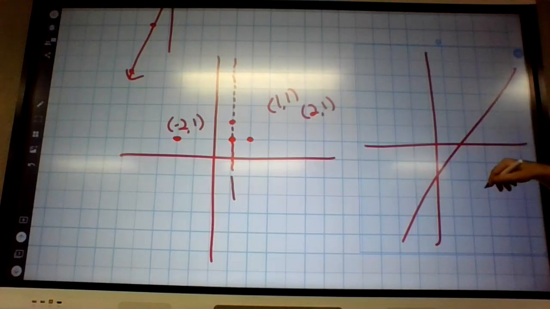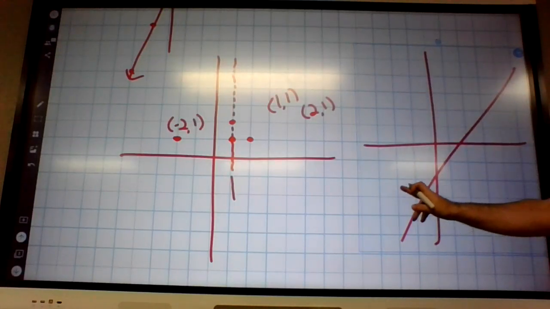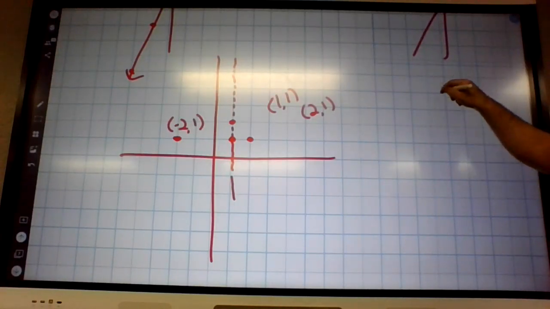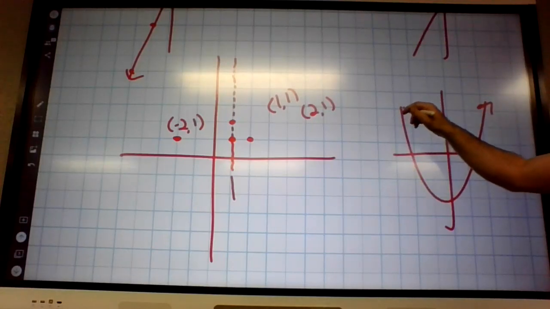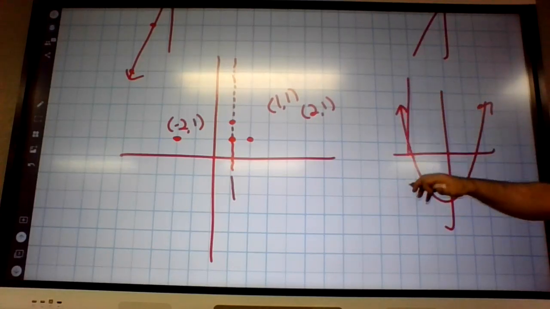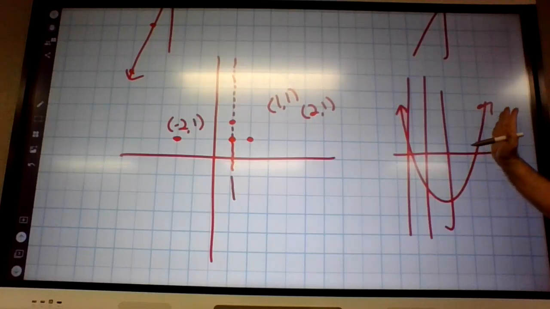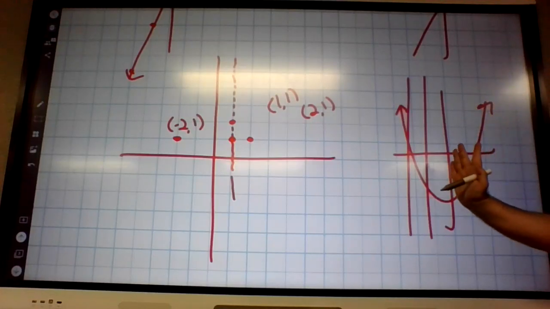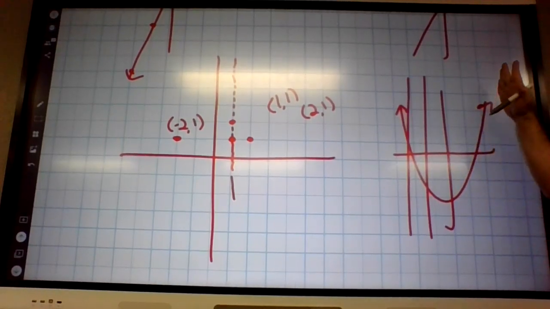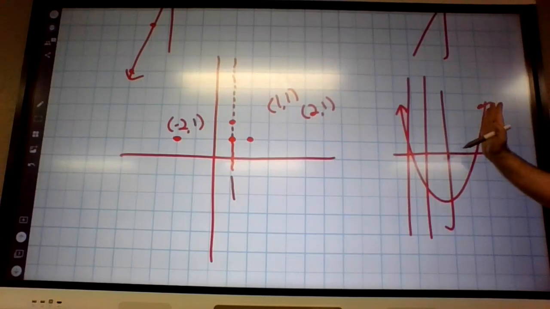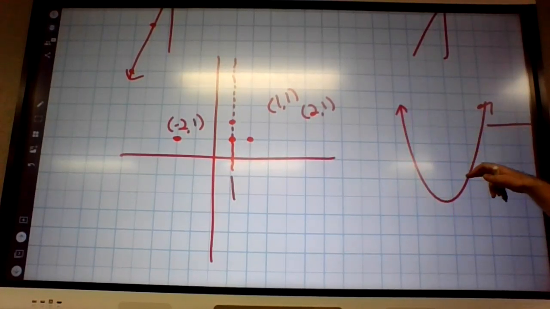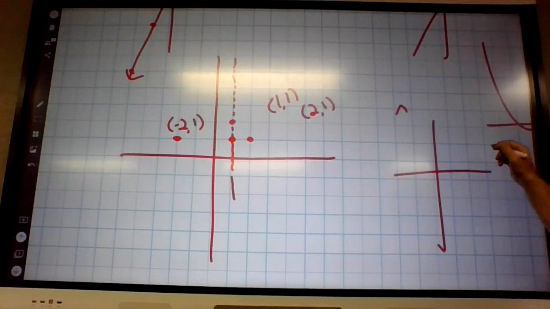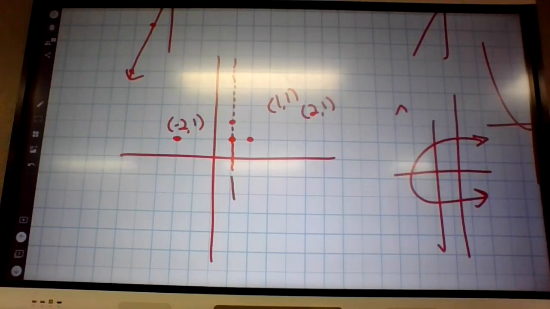So, is this a function? Yes, it passes the vertical line test. It only hits the line once. Is this a function? No. Is this one? Yes, it passes the vertical line test. Even though this line is getting steeper and steeper, it's called a parabola. It never goes straight vertical. So it'll always pass the vertical line test. Okay, but then if we turn it sideways, is this a function? No, that fails the vertical line test.